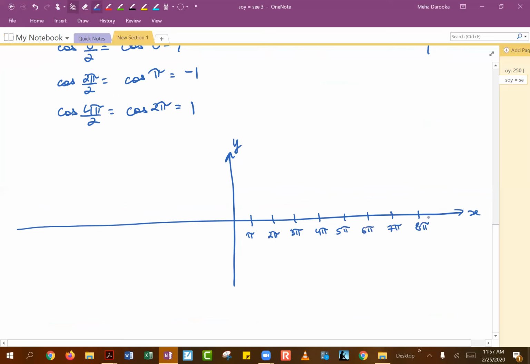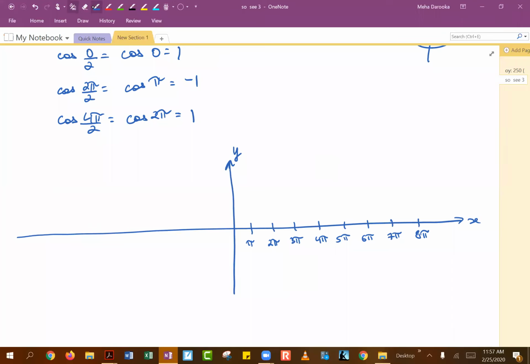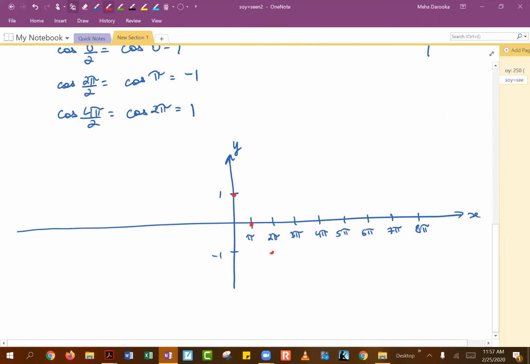All right, so we are starting at 0, 1. At pi, you have 0. At 2 pi, we have -1. 0 again, +1, 0, -1, 0, and +1. Okay, let's try this again.